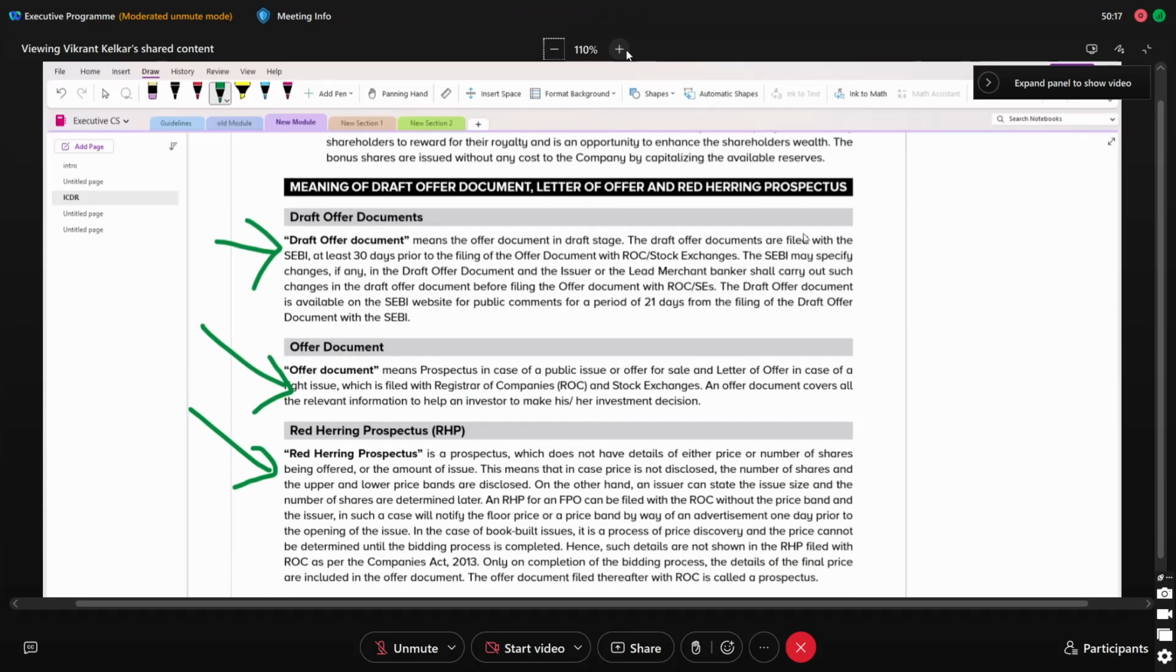Tell me, is there any difference between these three? Start with the draft offer. What do you mean by draft offer? Draft offer means... Don't worry, just read what is in front of you. Draft offer means it will be filed with SEBI in the beginning. Very good. The word is beginning, because every document that is to be filed under an IPO is filed with SEBI.